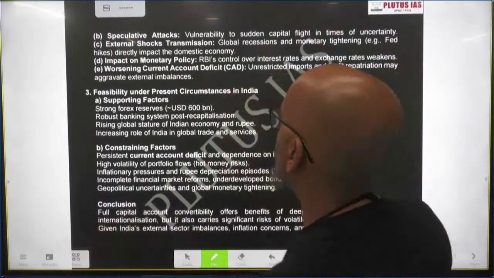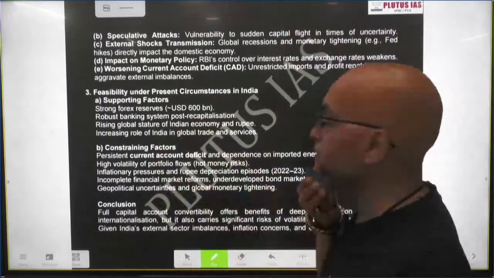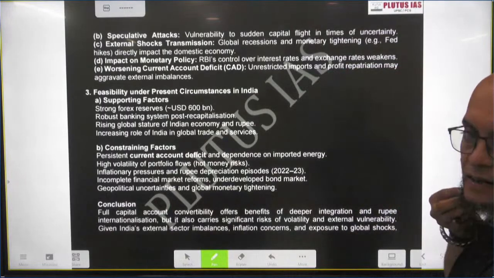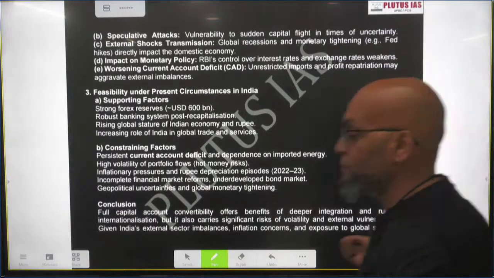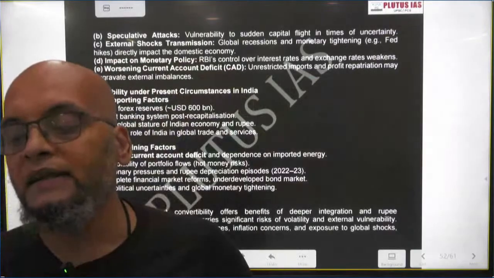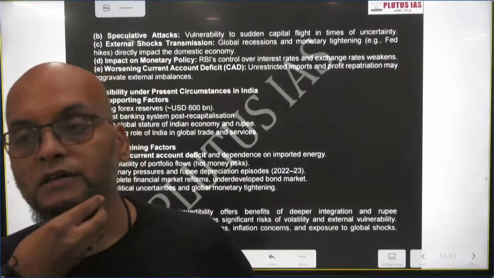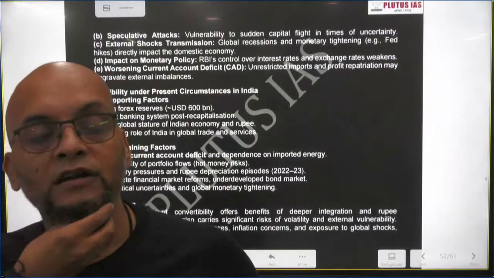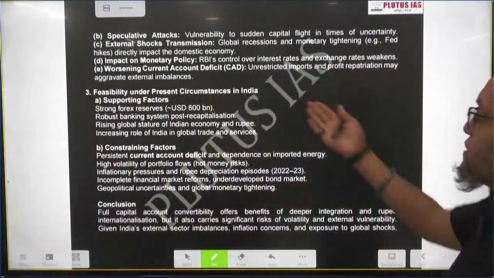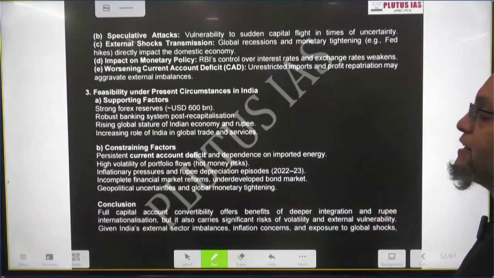External shocks transmission, whatever will happen globally would affect India as well. Global recession and monetary tightening directly impacts the domestic economy. So many crises occurred, but the effect was on us also. But that effect was not to a high extent because we did not convert. Our capital account convertibility is partial, not high. Worsening of current account deficit. Okay, current account deficit will be worsened.